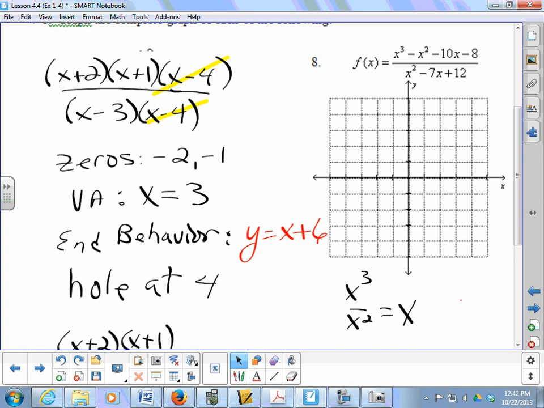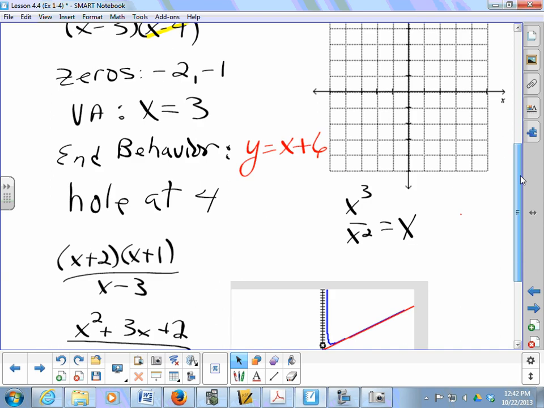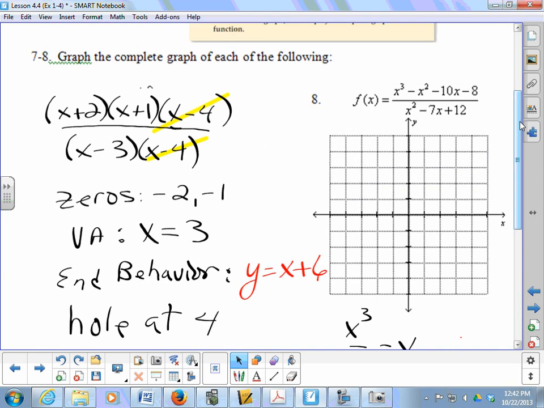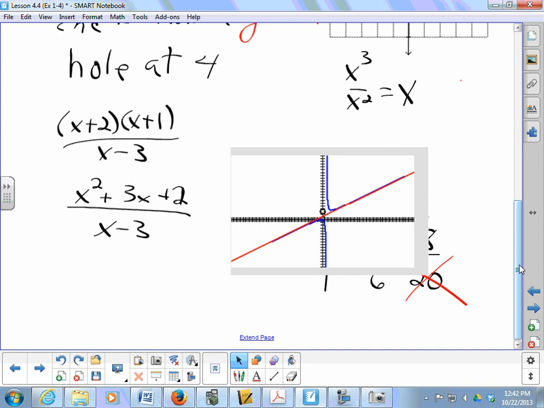It's not on the line x plus 6. Well, what's the x value for the hole? 4. So how would I find the y value for the hole? Put it in. X is 4. Now, I'm not going to put it in the original because then I would just get undefined, because it'd be 0 over 0, indeterminate form. But if I put it in here after I've simplified it, I can find it for sure.